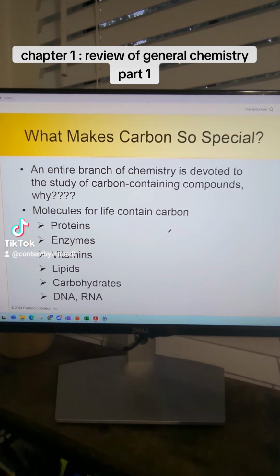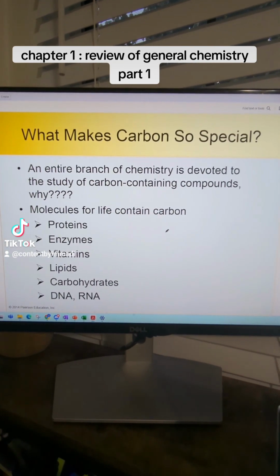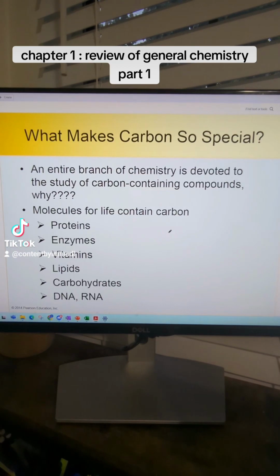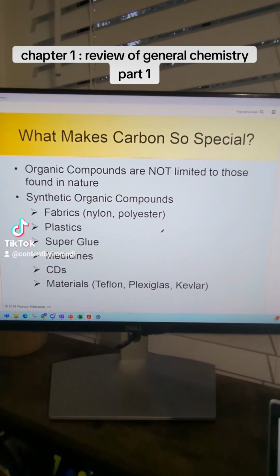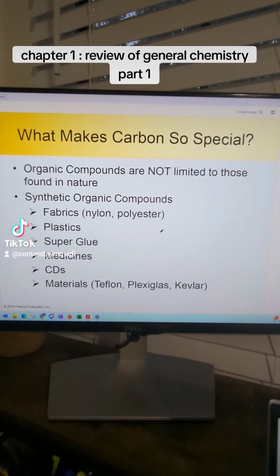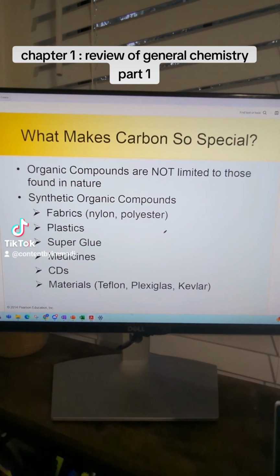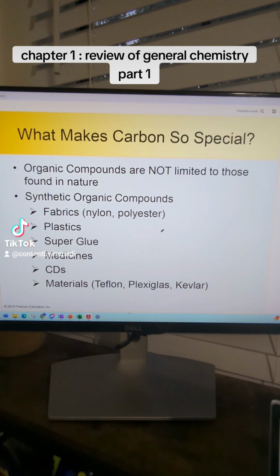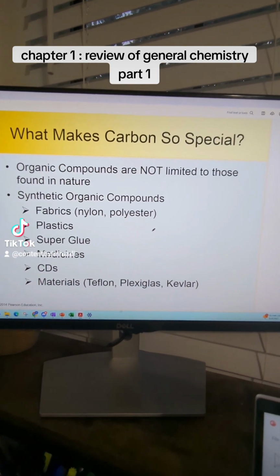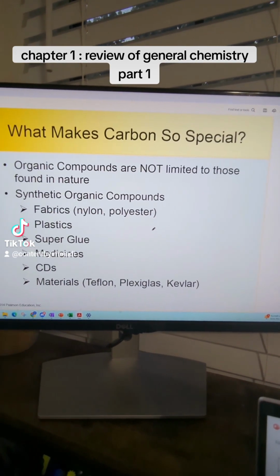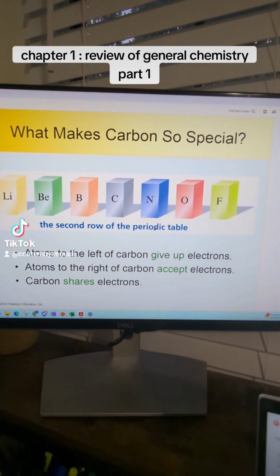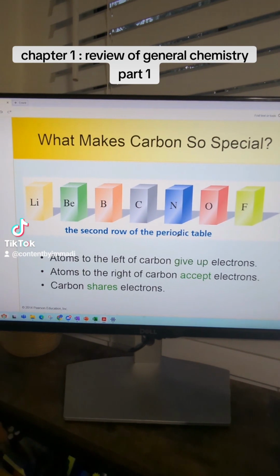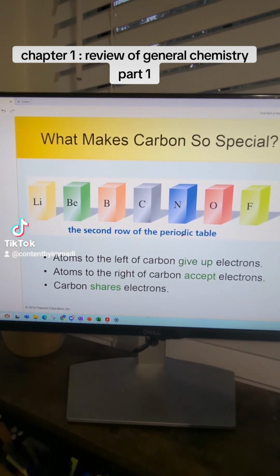Carbon is present in pretty much every life form or anything that you use in everyday life, everything has pretty much carbon. So it is not limited just to those found in nature, but even synthetic organic compounds. It could be our medicines, plastic, super glue. Think of any material. It does contain carbon. And what is it about carbon that is so special that we have to study it for a whole semester?